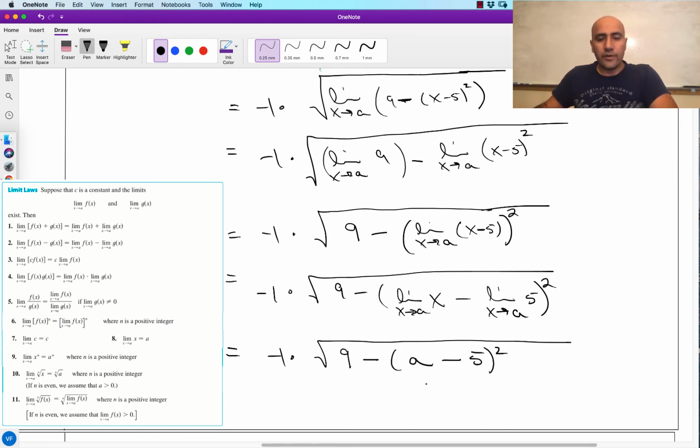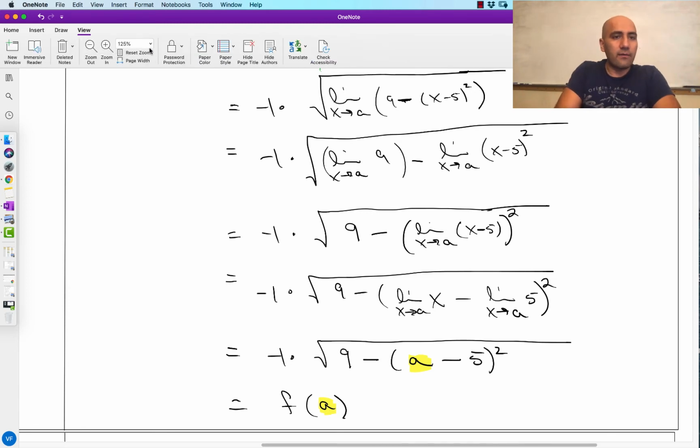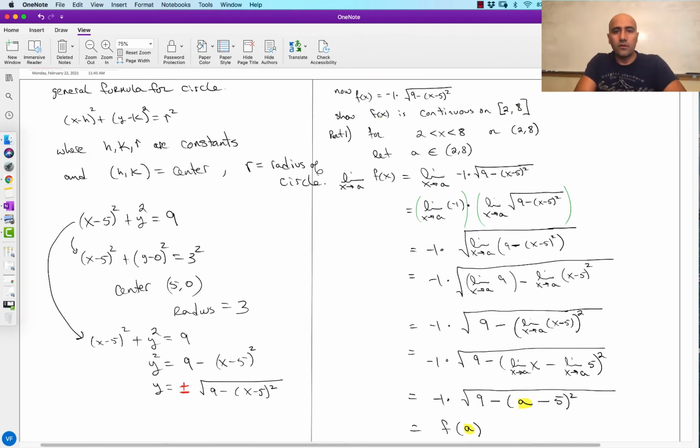Okay, and so finally, what we can conclude is that this is the exact same result we would have gotten if we had just plugged in an a into our function. This is equivalent to f of a. In fact, let me highlight the a because my a's and my 9's look very similar. That's the a. And if we look back at our original statement, let's zoom back out. We have f of x equals negative 1 times the square root of 9 minus (x minus 5) squared. So if we just replace the x with an a, we would get exactly this.